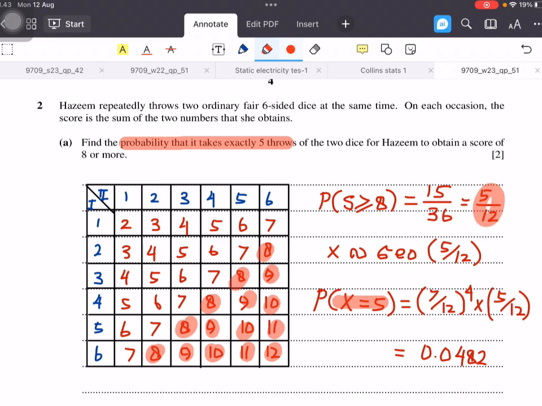P(X = 5), meaning that on the first 4 throws, Hasim did not obtain a score of 8 or more. So 4 times fail. So 7 over 12 is probability of failure. We raise to power of 4 because 4 times fail. And then on the 5th trial, she obtained a score of 8 or more. So the answer is 0.0482.